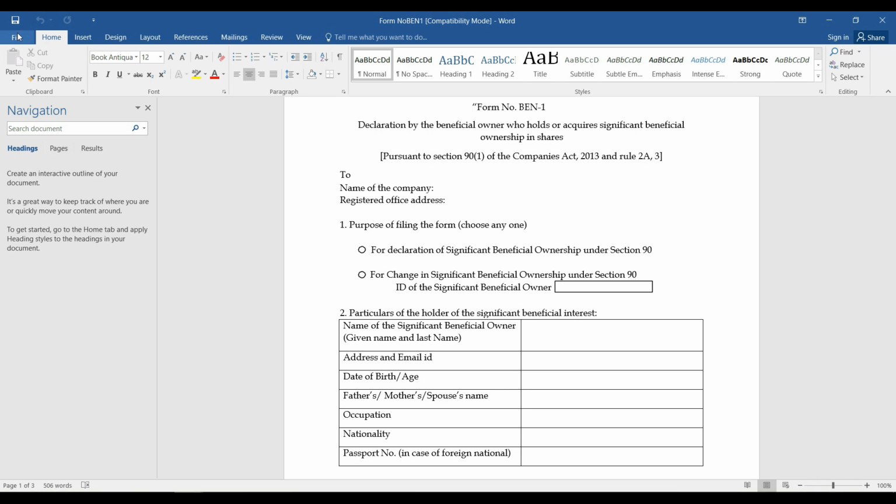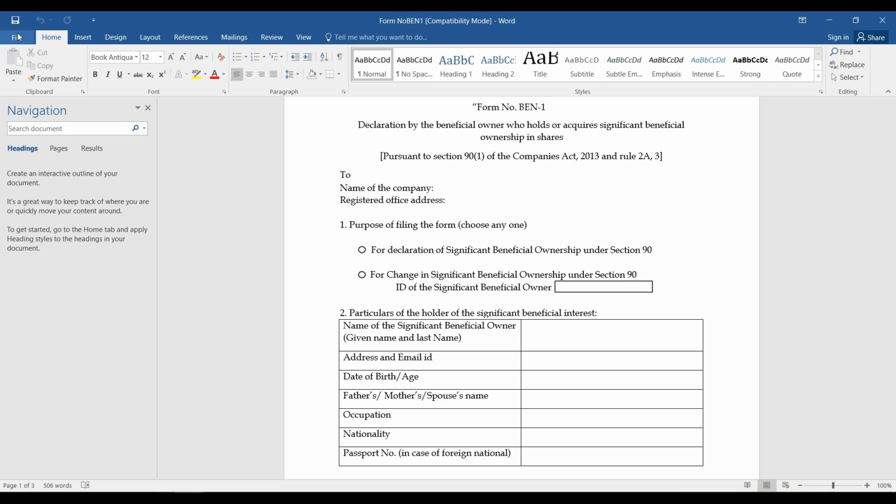So let's discuss. In the starting we see that it is a physical form which was introduced in the rules, and you can download it from there. The form is there. From the starting to the name of the company, the individual has to give the information to the company that I am the significant beneficiary in your company. The reporting company name will come here, and the registered office address of that reporting company will be here. We have to choose the option from here.